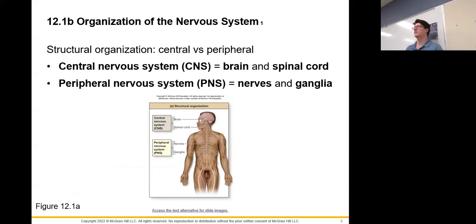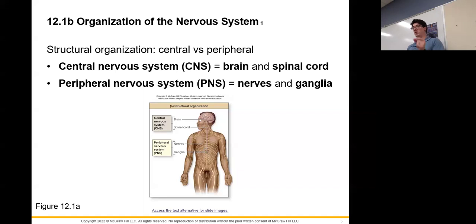Now, our nervous system, just like everything else, is going to be organized. We're going to organize it into the central nervous system and the peripheral nervous system. The central nervous system is your brain and your spinal cord. That is it. The brain and the spinal cord. The peripheral nervous system is your nerves and your ganglia.